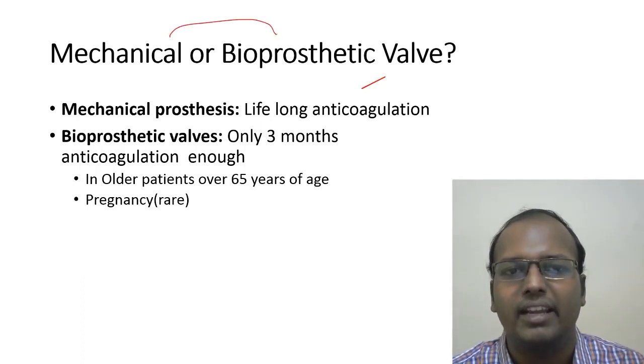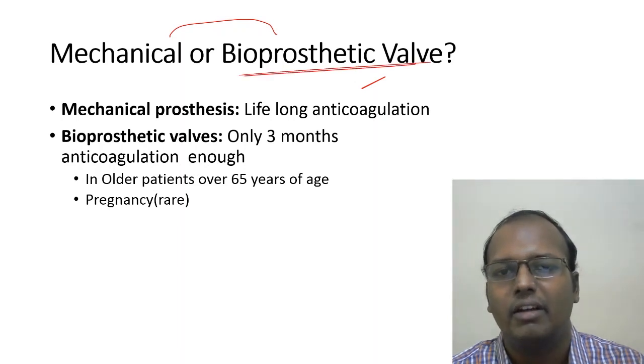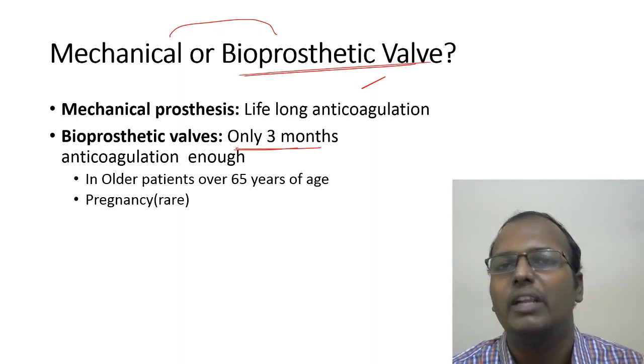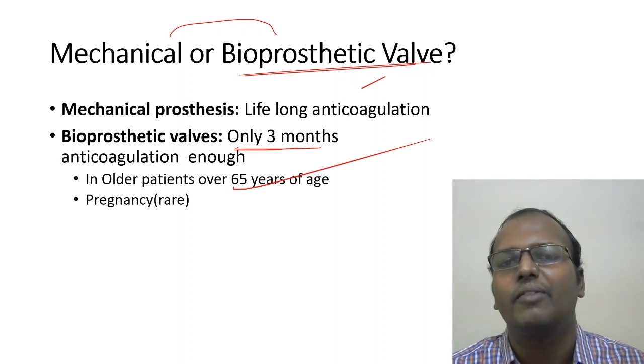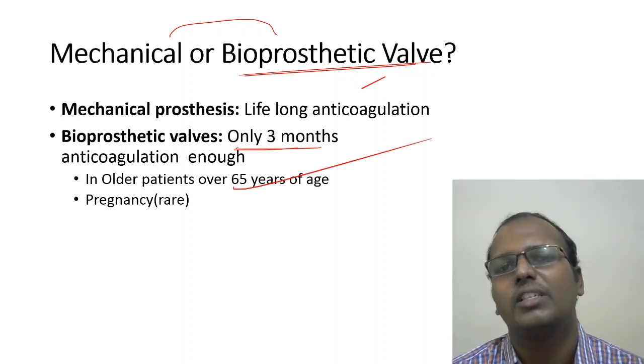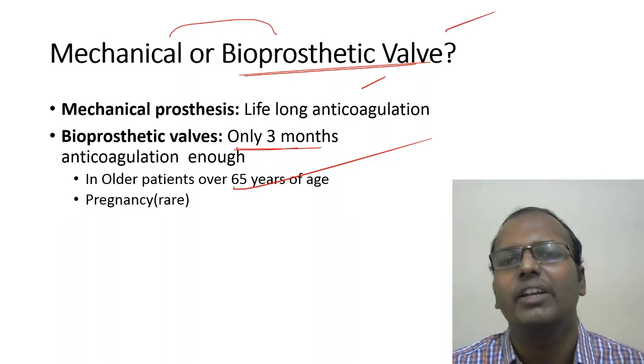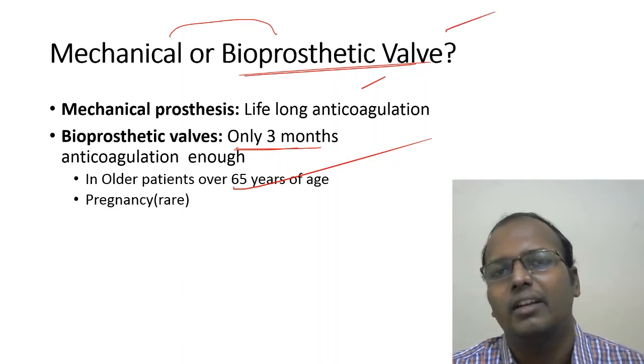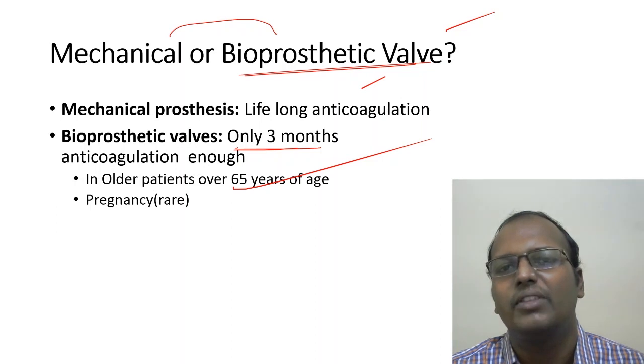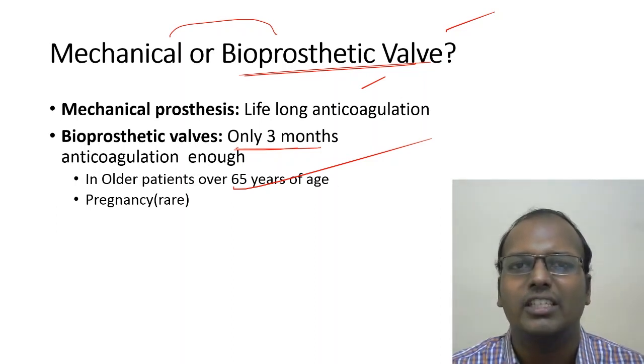There are two options: a mechanical or a bioprosthetic valve. The good thing about the bioprosthetic valve is anticoagulation is needed only for 3 months. So this is preferred especially in older individuals, more than 65 years of age. The life of a bioprosthetic valve, its survival time, is less. So for elderly individuals for whom anticoagulation may not be good, you can go ahead with a bioprosthetic valve.